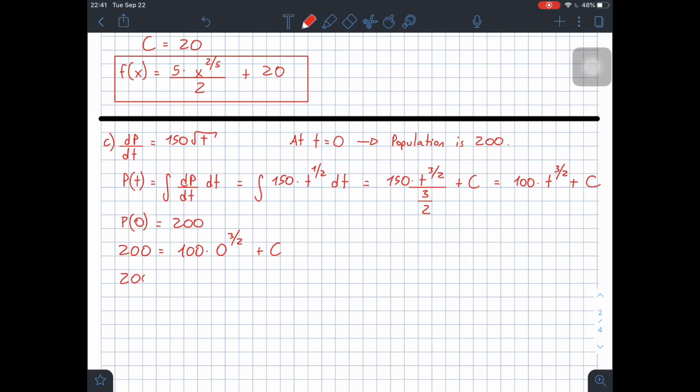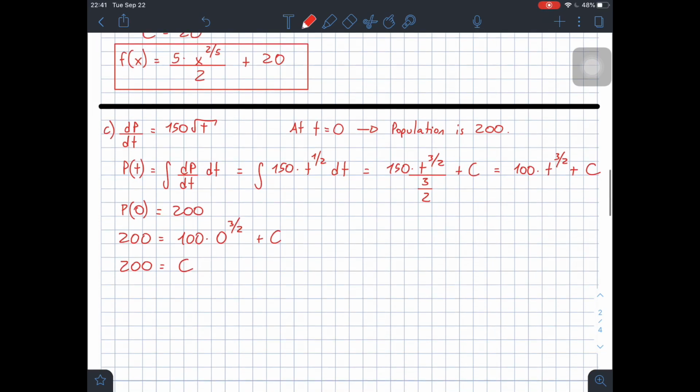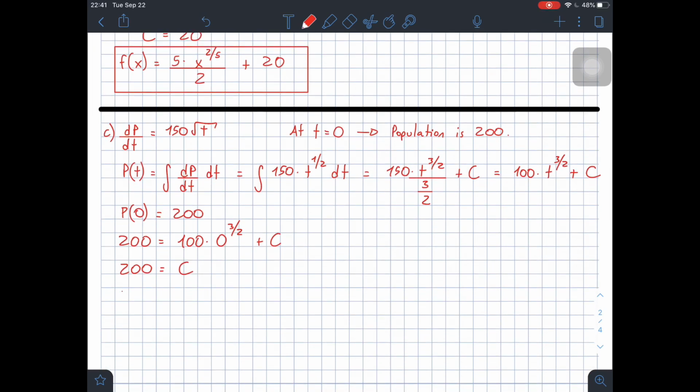So here we're going to have the particular solution, which is 200, right? So the value of c is 200. That means that the population formula is the following: 100 times t to the power of 3 over 2 plus 200. This is our population equation.